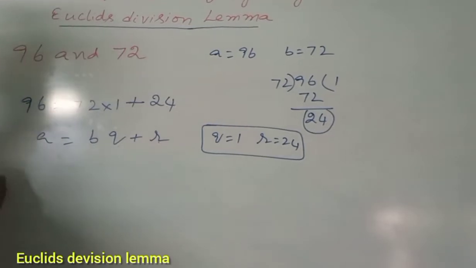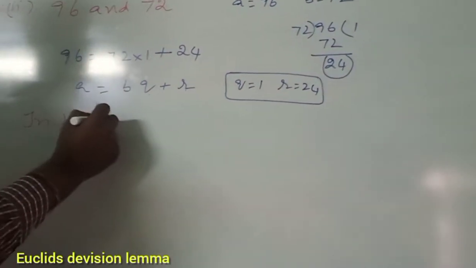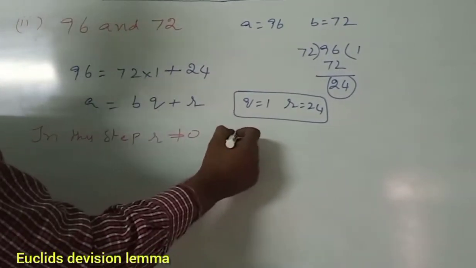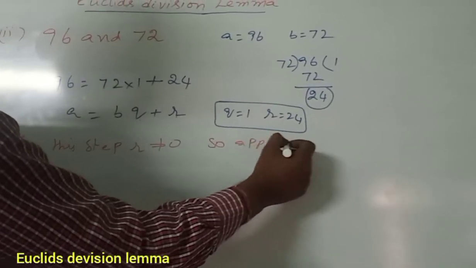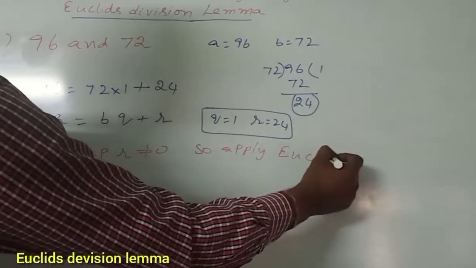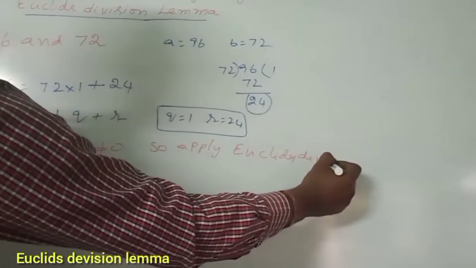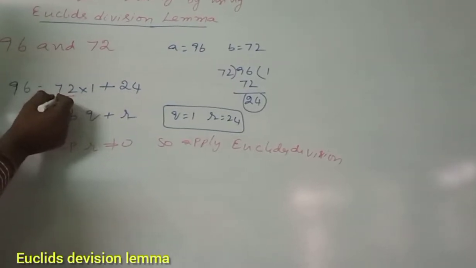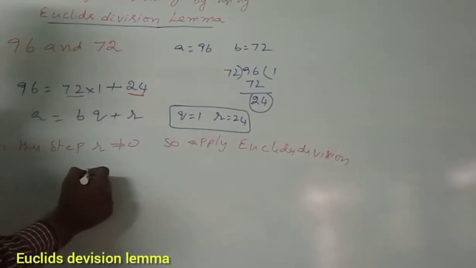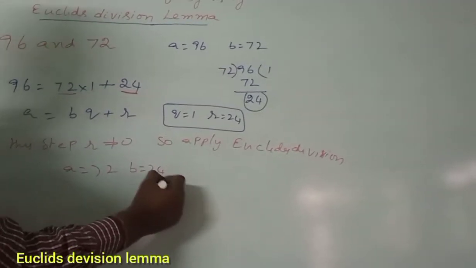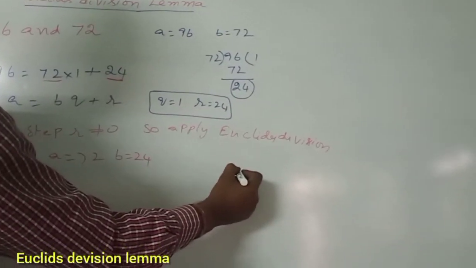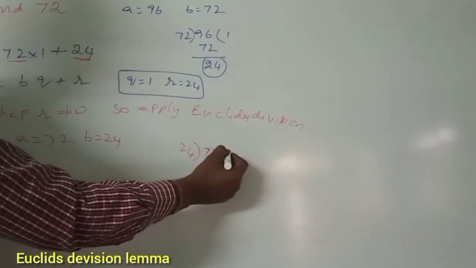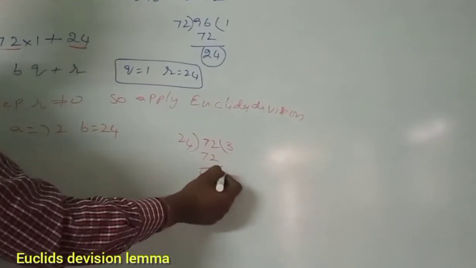Not equal to 0. In this step, R is not equal to 0. That means remainder is not equal to 0. So apply Euclid's division lemma. What numbers? 72 and 24. So A is equal to 72 and B equal to 24. 24 how many times? 24 threes are 72. Remainder value 0.